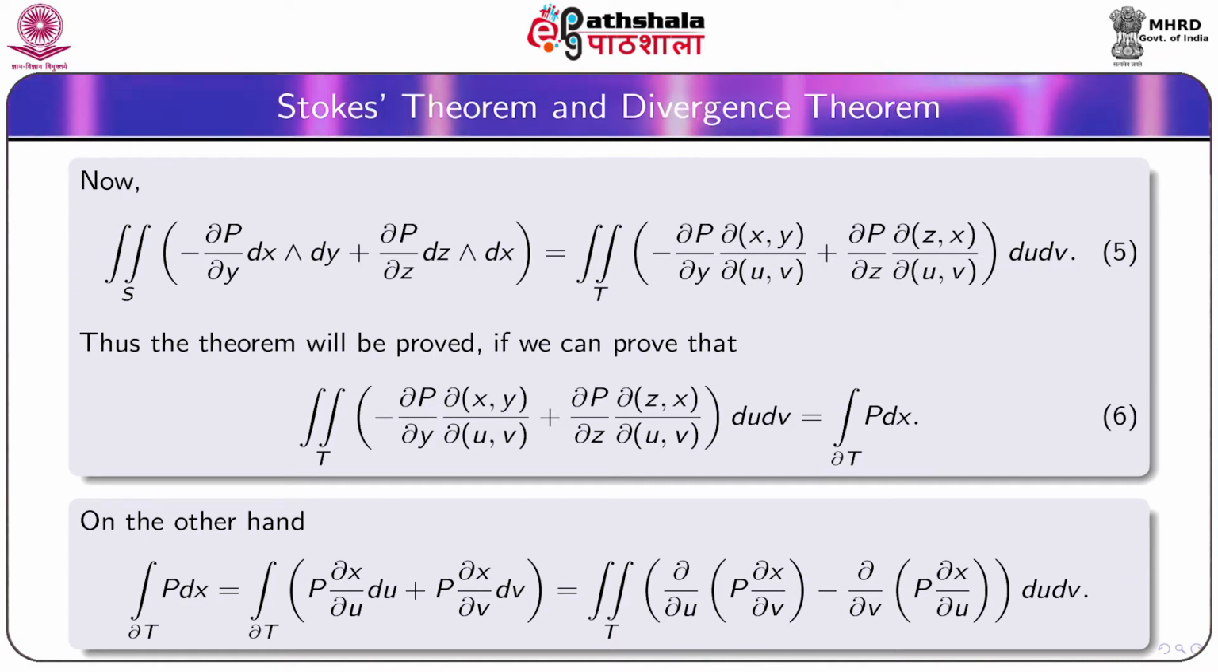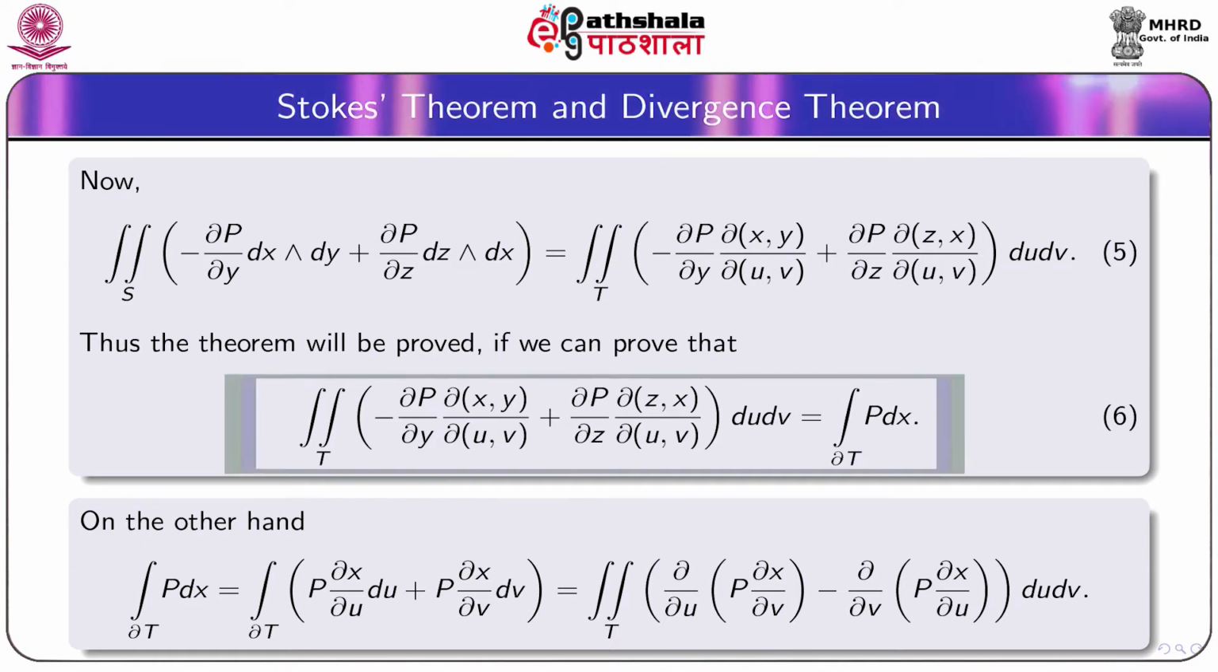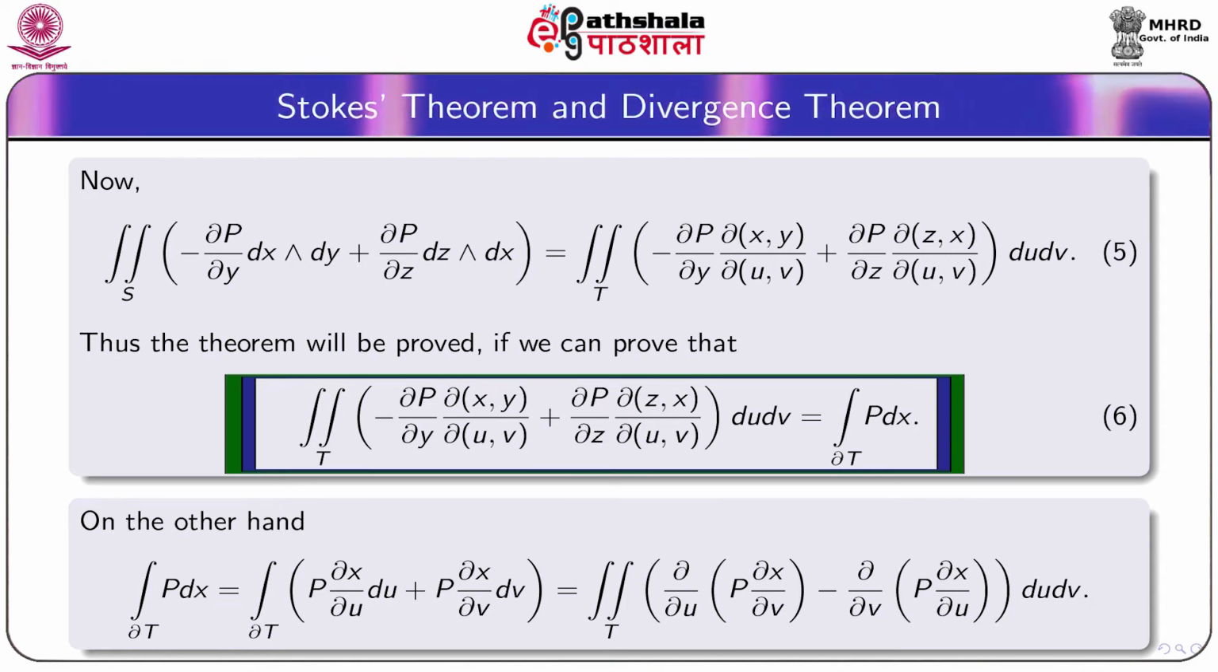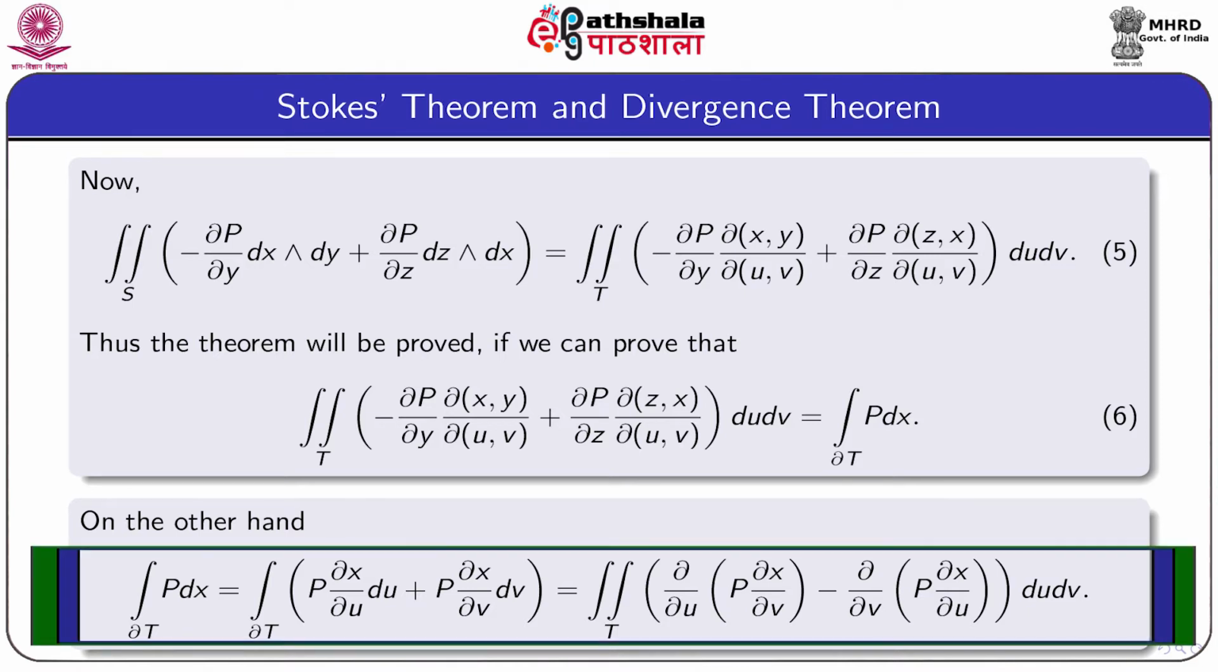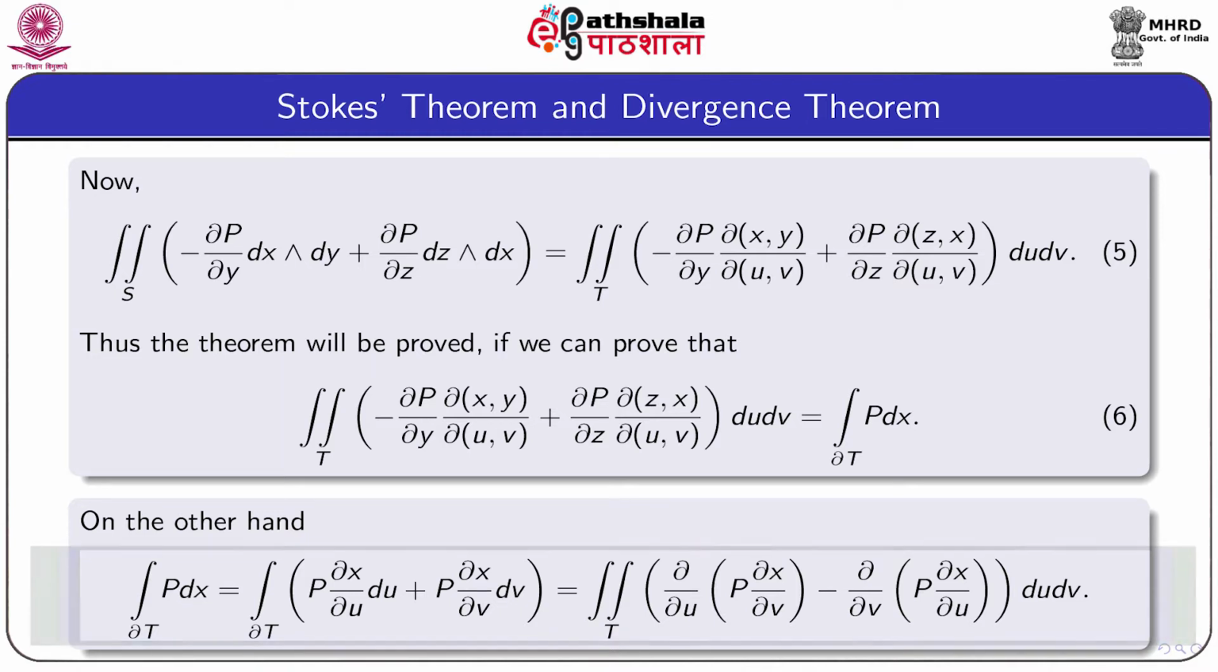This shows the theorem will be proved if we can prove that the double integral over T of (minus del P/del y times Jacobian del(x, y)/del(u, v) plus del P/del z times Jacobian del(z, x)/del(u, v)) du dv equals the line integral over the boundary of T of P dx. On the other hand, the line integral over del T of P dx equals the line integral over del T of (P del x/del u du plus P del x/del v dv), and this equals the double integral over T of (del/del u of (P del x/del v) minus del/del v of (P del x/del u)) du dv.